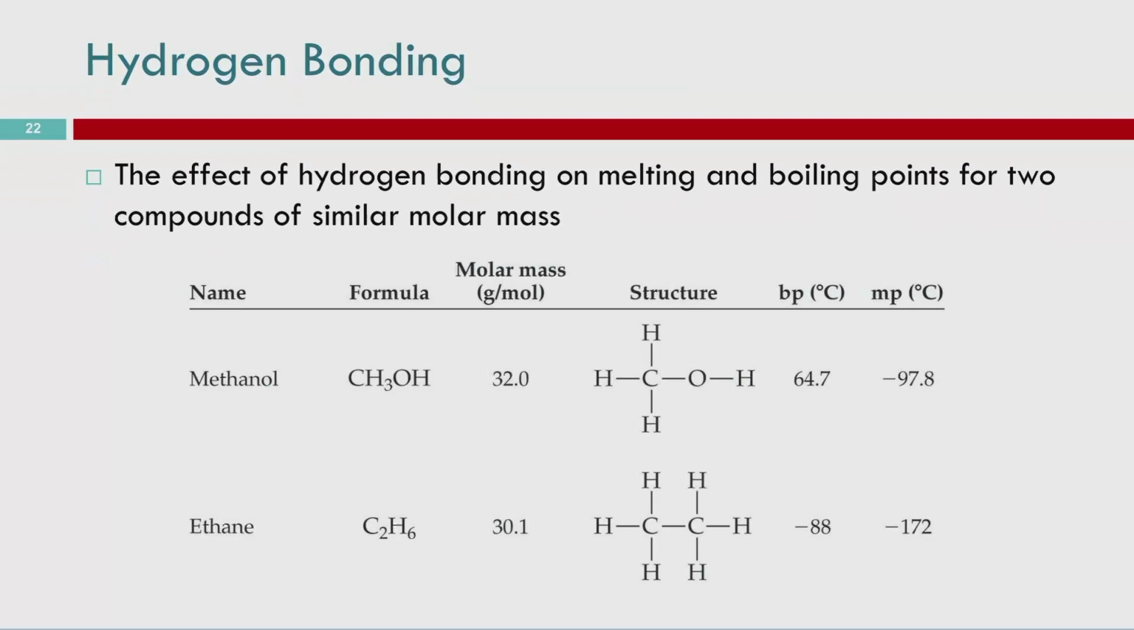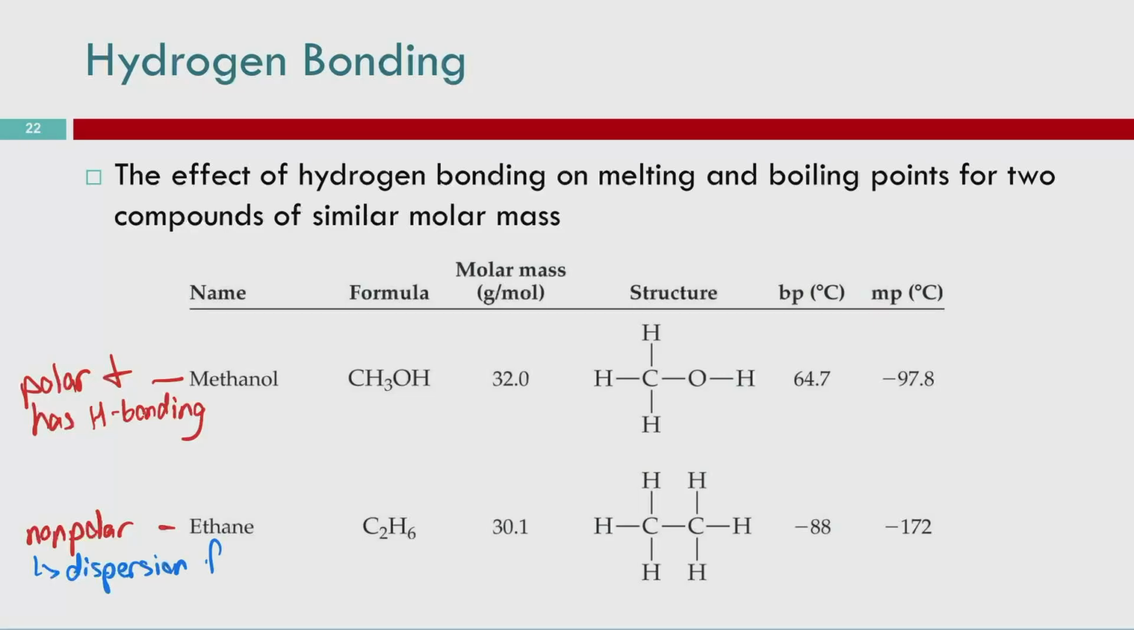So now we're comparing the effect of hydrogen bonding. We've got methanol, we just saw that. Polar and has hydrogen bonding. So we had previously looked at something that was polar but didn't have hydrogen bonding. And we're comparing that with ethane, which is nonpolar. So this has dispersion forces only. Methanol's a bit of an avatar here. Has all three forces. And we are comparing with similar molar mass, so we would expect the dispersion force to be similar.